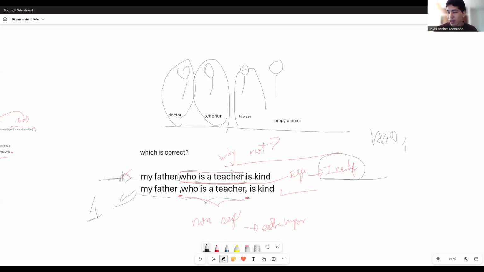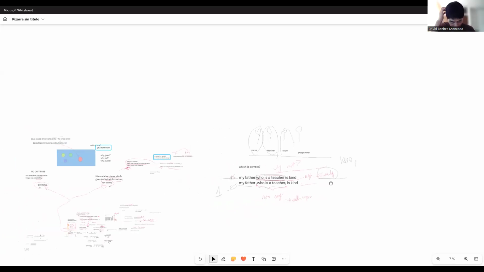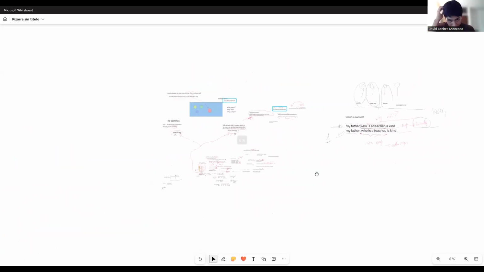Es como en español, ¿no? Como en español cuando la aclarativa. Similar to Spanish. Very similar to Spanish. But that is the big difference between defining and non-defining clauses. Did you understand this part? Yes. Any questions? Wow, look at this. This is intermediate level.